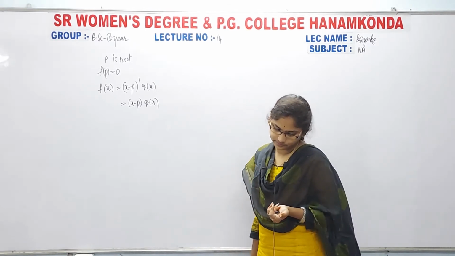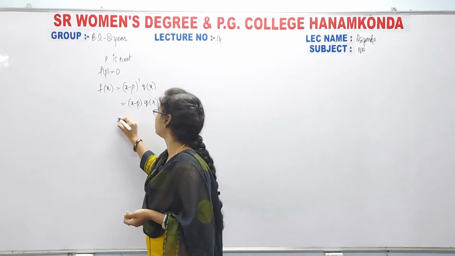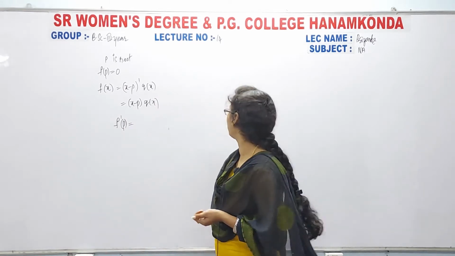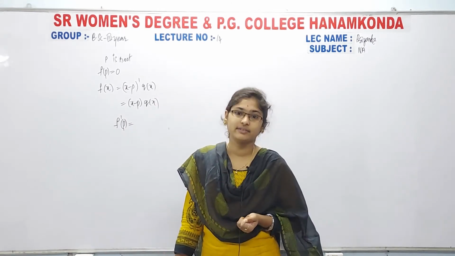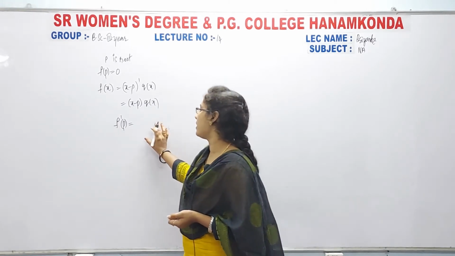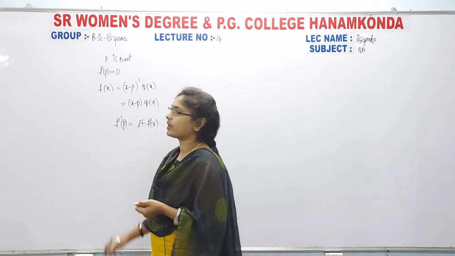And f dash of p equals... we have to think about f dash of p. What do we have to prove? They are saying that f dash of p is not equal to 0, so I am going to prove that also. So now f dash of p means the limit of f dash of x, write down.